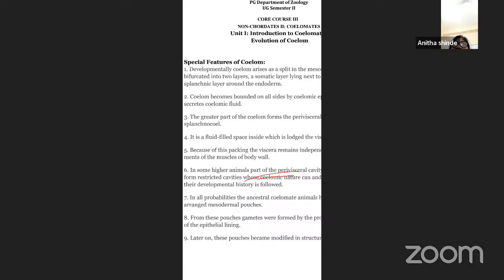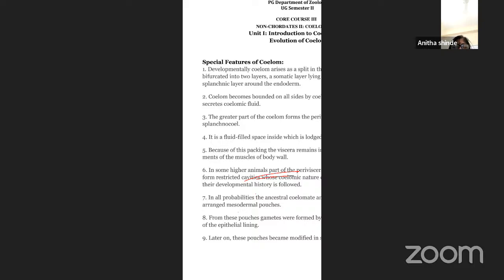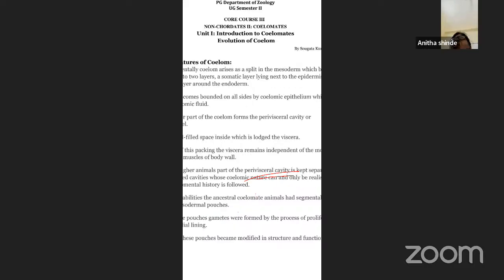In the form of mesodermal pouches. Because even in the ancestors, the mesoderm only participated in the formation of the coelom. So they say that the coelom has arrived from our ancestors through the mesodermal pouches. And later on, from these mesodermal pouches the gametes were formed by the process of proliferation of the epithelial lining. And later on, these pouches became modified in the structure as well as in the function. So that is what the evolution, or the origin, of the coelom says.